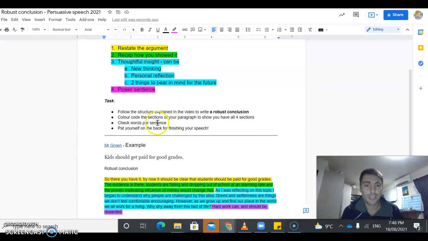Remember also to check your number of words per sentence. Make sure that they're somewhere around 16 to 20. If it's a little above or below, remember to read it out loud and see if it sounds natural.